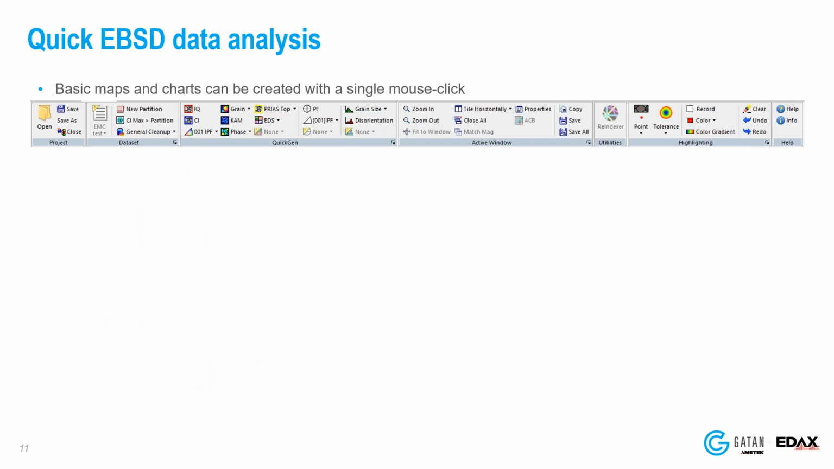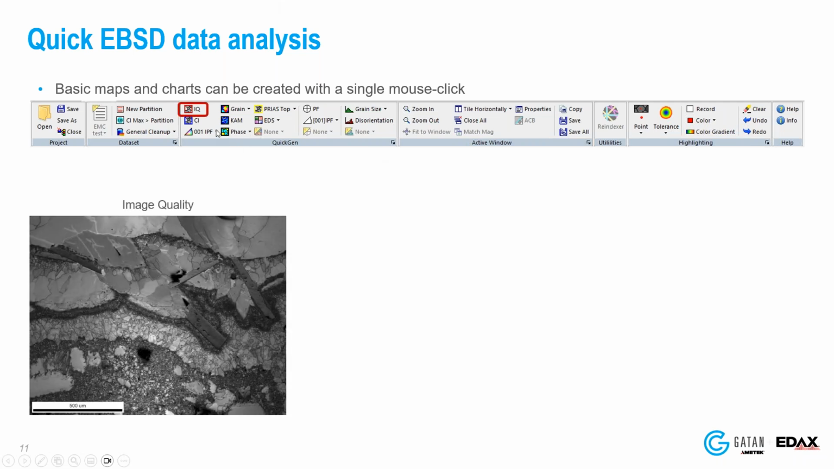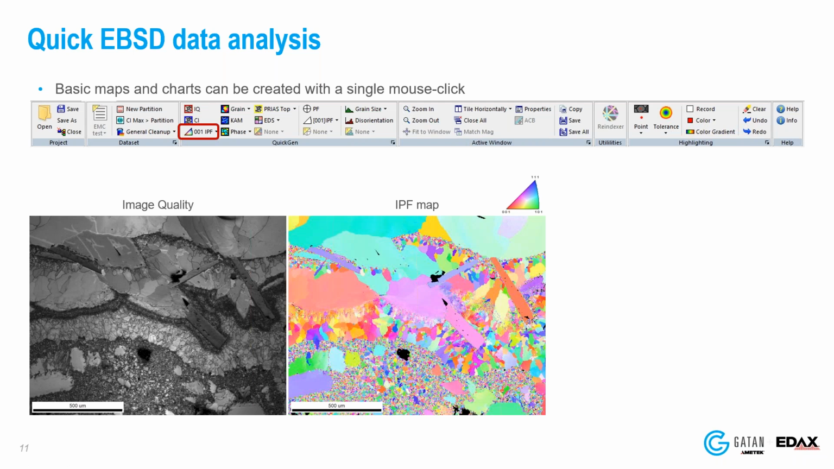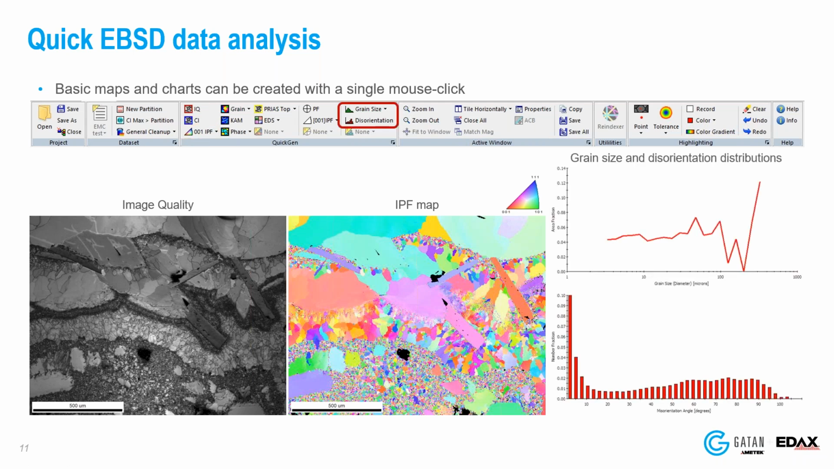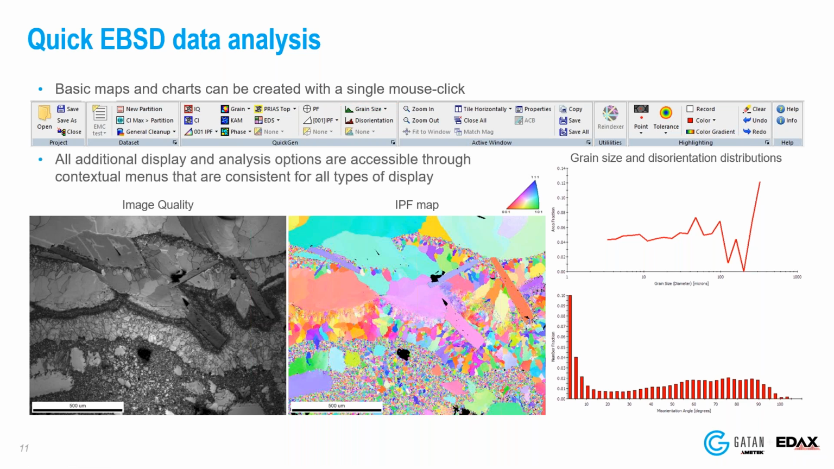Okay, once we have that, let's take a look at the toolbar, at the ribbon bar. Here we have the quick generate section. So if I want a quick display of my map, I just hit the button, IQ, I get an image quality map or an IPF map or any charts. So these charts are predefined and those give you a very quick startup for your analysis.